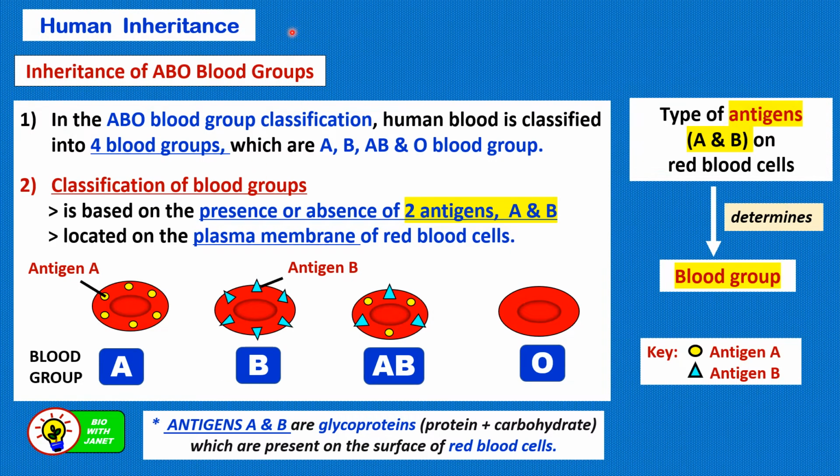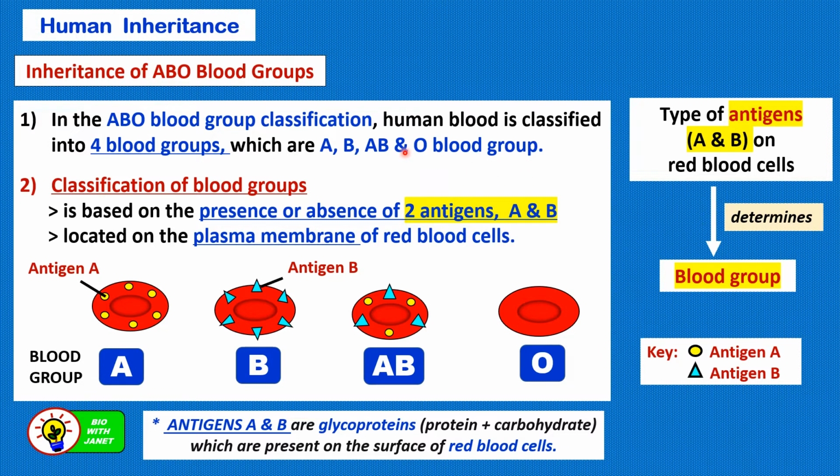So let's talk about inheritance of different characteristics in humans. So here we are going to study the inheritance of the ABO blood groups in humans. Now, this is part of revision because it has been discussed in Form 4, Chapter 10, all right, for this part. So in the ABO blood group classification, human blood is classified into 4 blood groups, which are A, B, AB, and O blood groups, right?